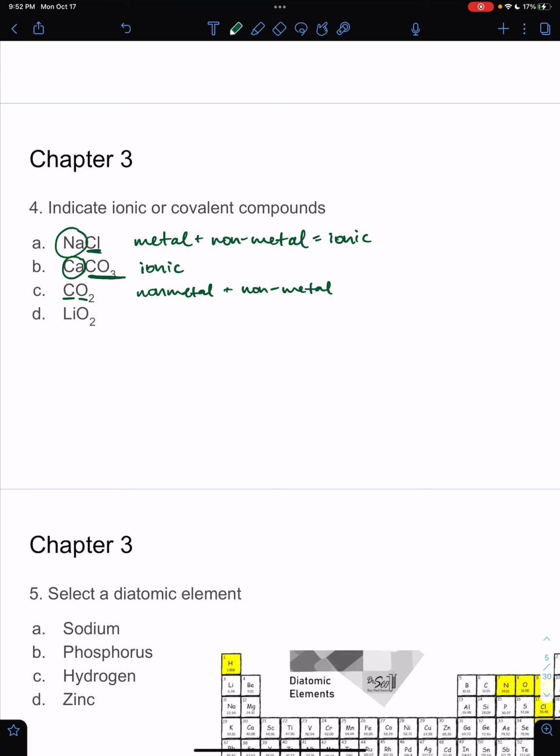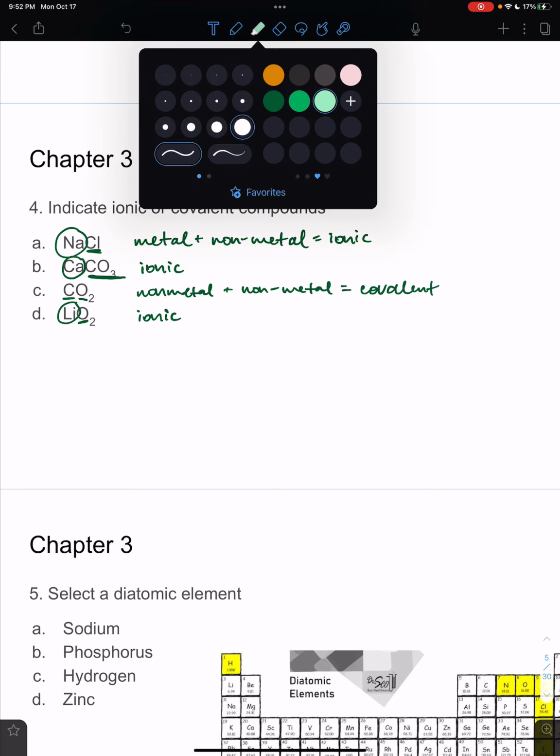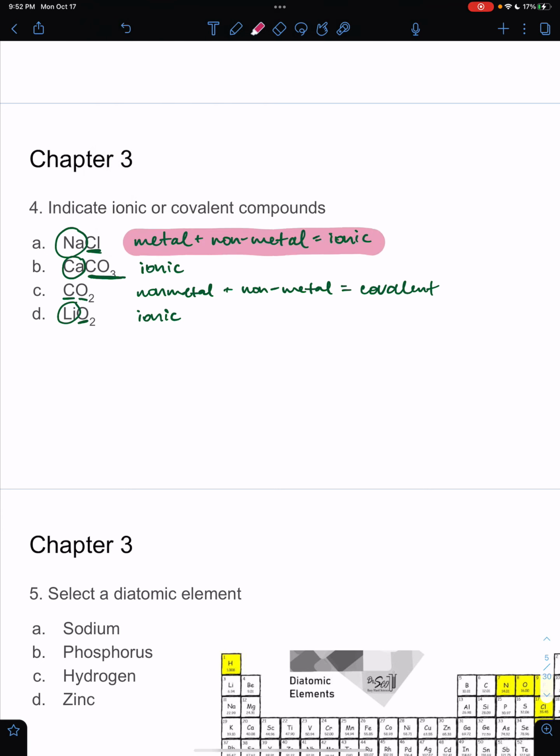So those are both on the right side of the periodic table. So those are both nonmetals, so that's going to be covalent. And then this last one is another metal with a nonmetal. We got lithium and oxygen. So this one is also going to be ionic. Okay, I'll highlight that.